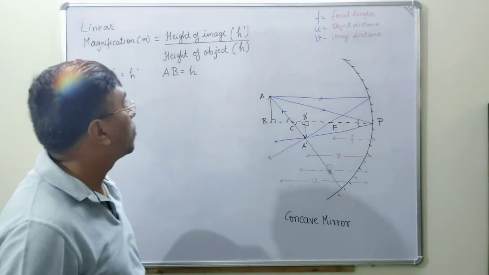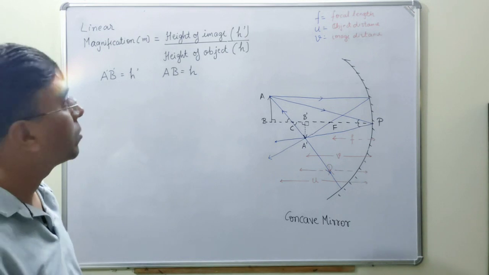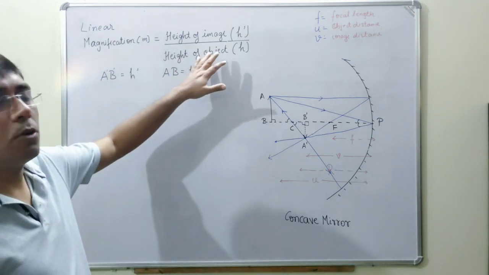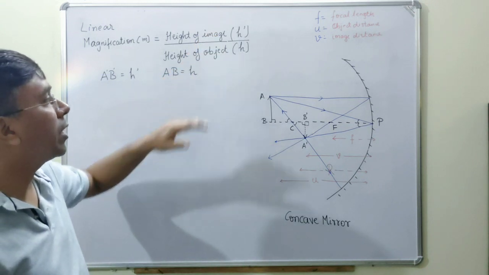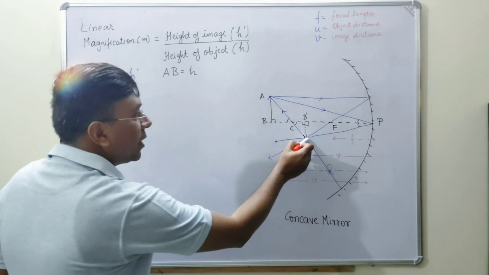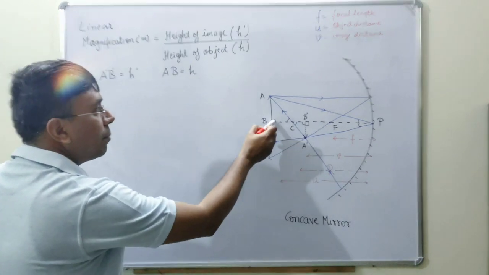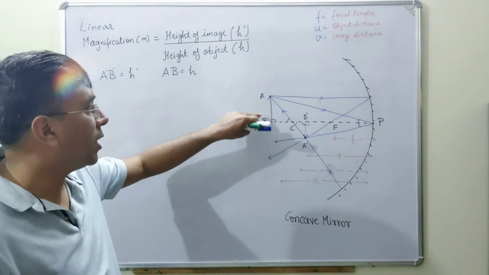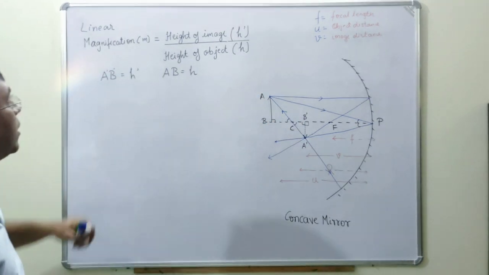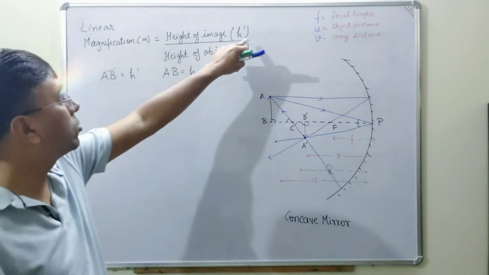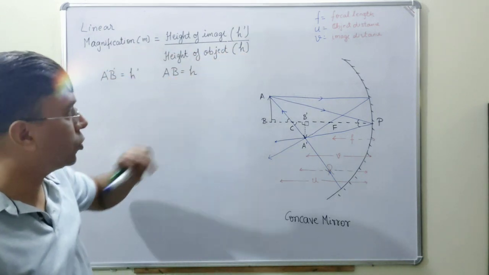In this video, we will talk about the linear magnification. Linear magnification is basically defined as the ratio of the height of the image to the height of the object. That is, say if A dash B dash is the height of the image and AB is the height of the object, then the linear magnification, which we represent by small m, equals h dash upon h.